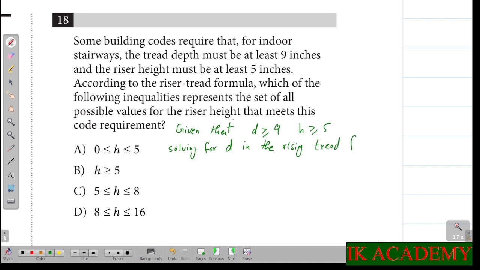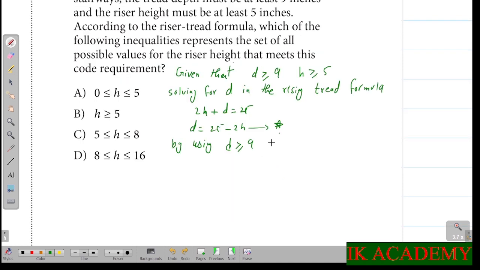In the riser-tread formula, which was given in the information, 2h plus d is equal to 25. So here we can solve it for d. So d is equal to 25 minus 2h. I'm going to give the name star to this equation. By using the inequality d is greater than or equal to 9, we can put the value of d, which is in star, into the inequality d is greater than or equal to 9. I can write 25 minus 2h is greater than or equal to 9.